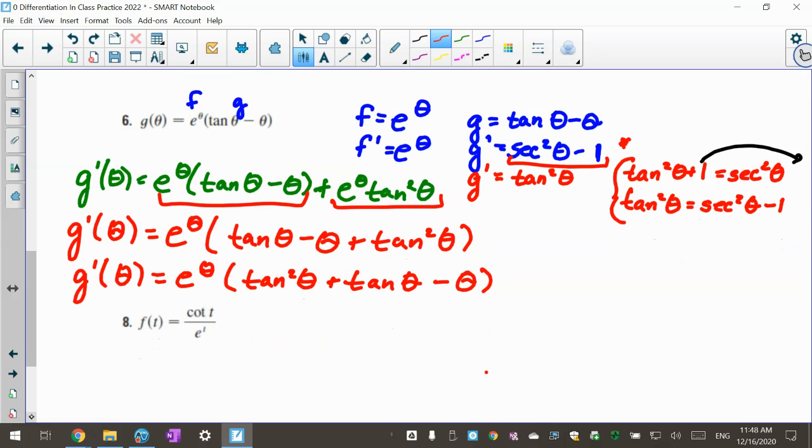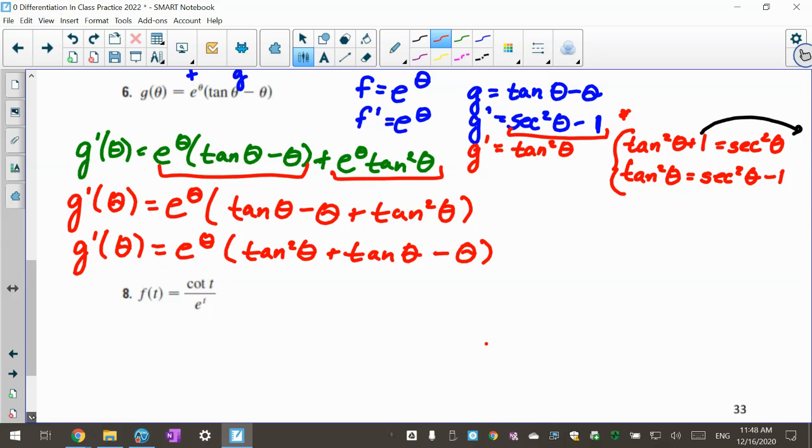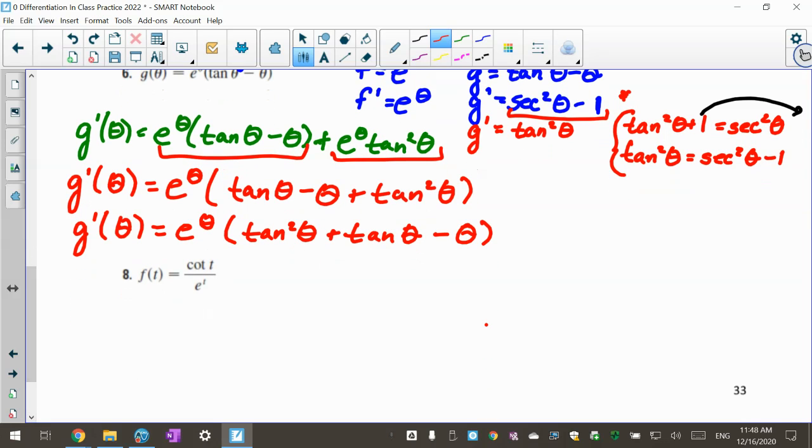Now let's do 8. Now 8 I can look at and I can see I have a trig function here and I have an exponential function here, and I also see that it's a quotient. So I'm going to use the quotient rule. I've been using the product rule a couple times. So we're going to do the quotient rule.